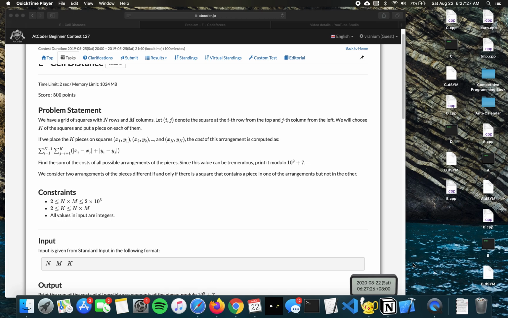In this problem, we're given a grid with n rows and m columns, and we will choose k of these squares and put a piece in each of them. Once we place these k pieces on the squares, this is considered an arrangement, and the cost of each arrangement is the sum of all the Manhattan distances of all the pairs.